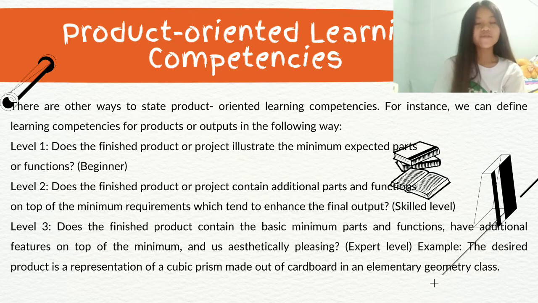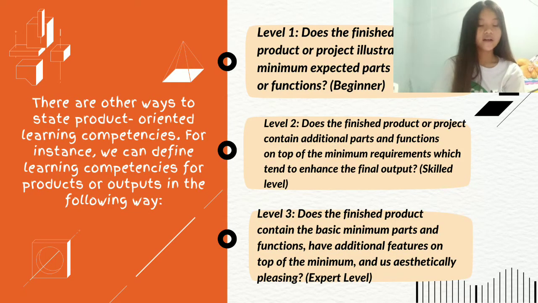There are other ways to state product-oriented learning competencies. For instance, we can define learning competencies for products or outputs in the following way. So first is level 1. Does the finished product or project illustrate the minimum expected parts or functions, which is the beginner level? Level 2. Does the finished product or project contain additional parts and functions on top of the minimum requirements, which tend to enhance the final output, which is the skilled level? Level 3. Does the finished product contain the basic minimum parts and functions, have additional features on top of the minimum, and is aesthetically pleasing, which is the expert level?